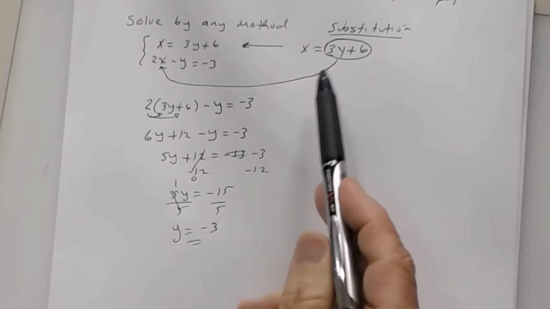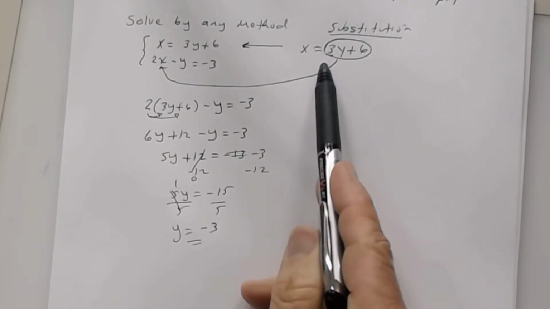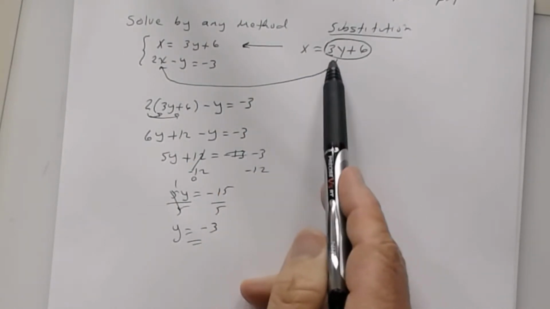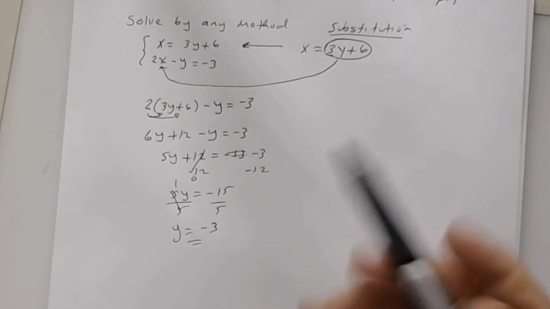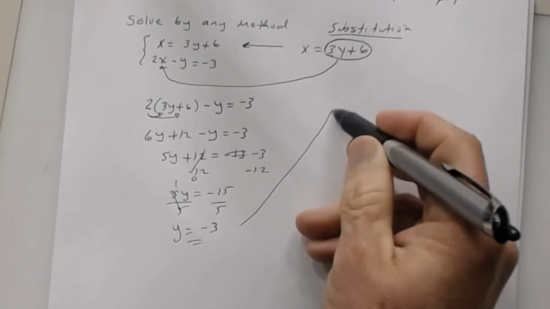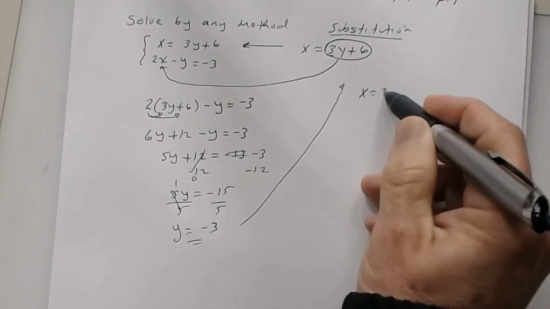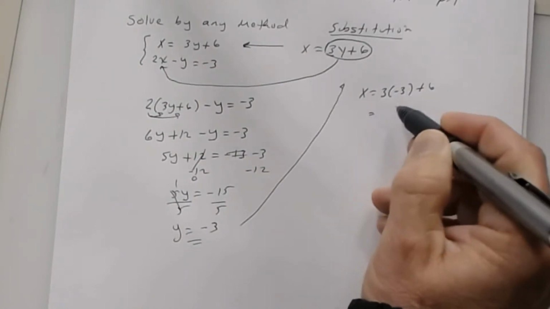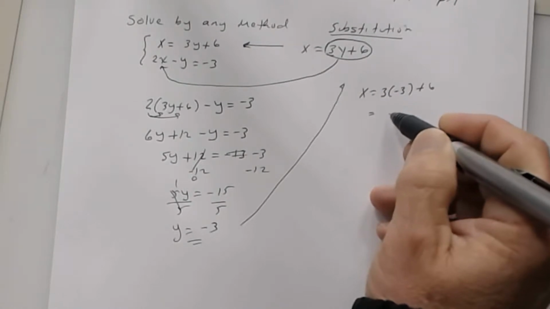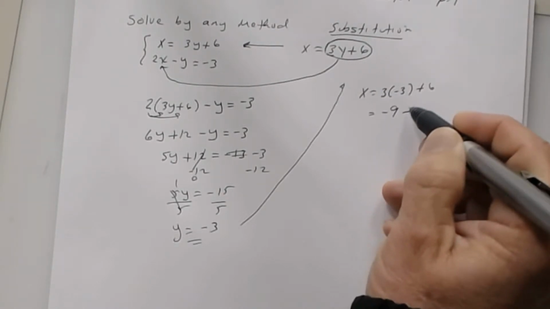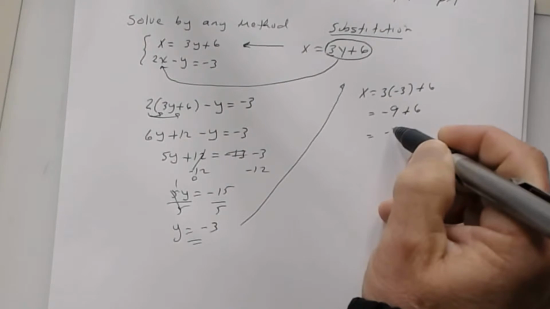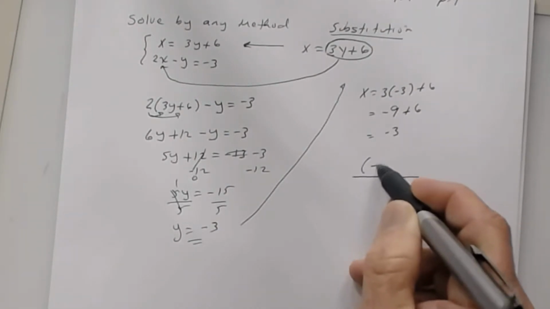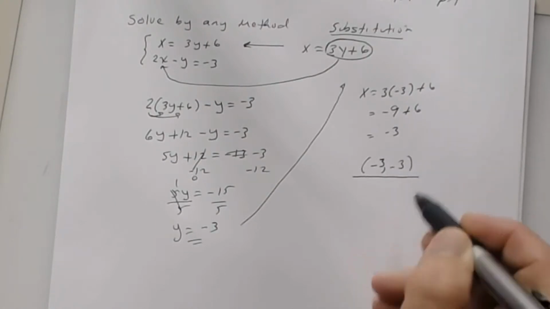Substitute it back into this equation right here. It really doesn't matter which one, but since x is already by itself here, then plug it back into this one. So then I get x equals 3 times y, which is -3, plus 6. So 3 times -3 is -9. -9 plus 6 is -3. So in terms of an ordered pair, what's your solution? -3 comma -3.